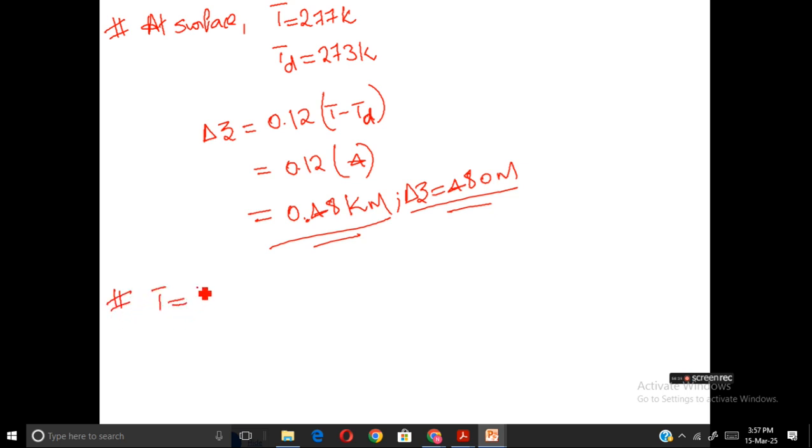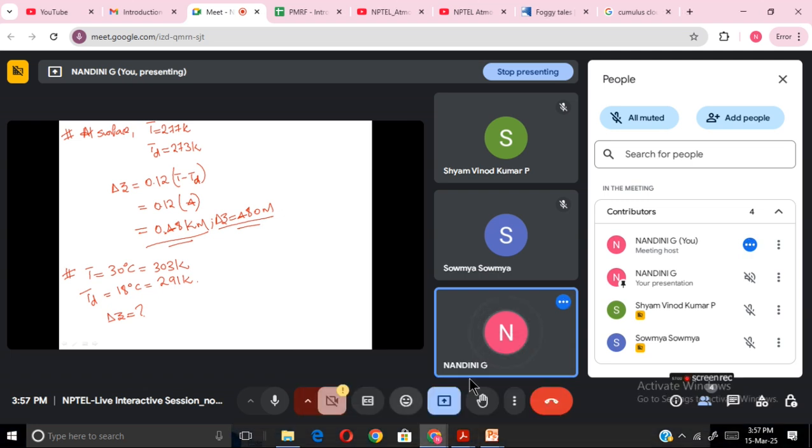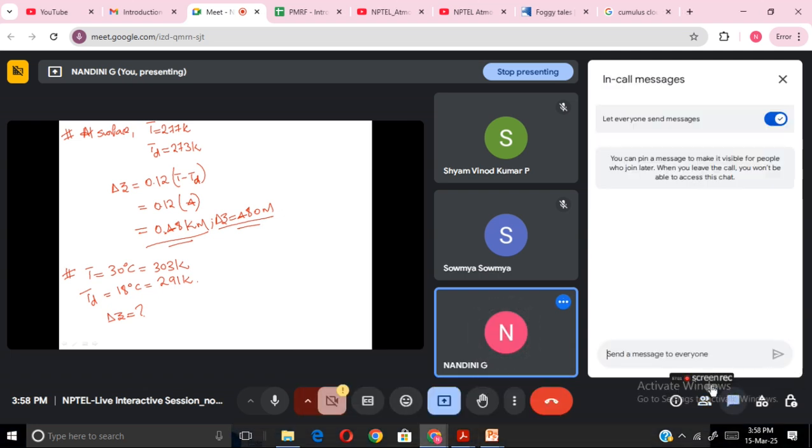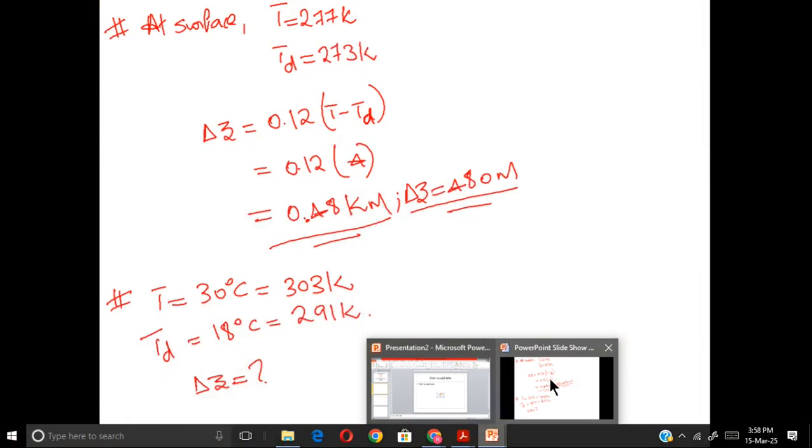Another question. T is equal to 30 degrees Celsius, which is 303 Kelvin, and TD is equal to 18 degrees Celsius or 291 Kelvin. What will be the value of delta Z? Can you calculate and tell me in the second case what will be the value of delta Z?